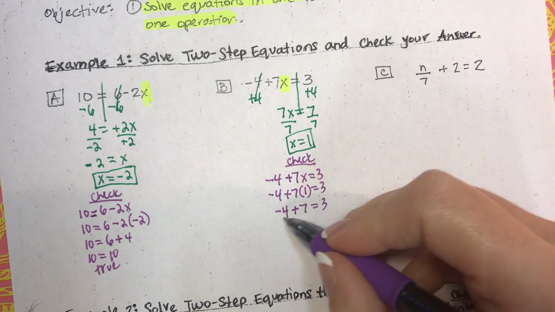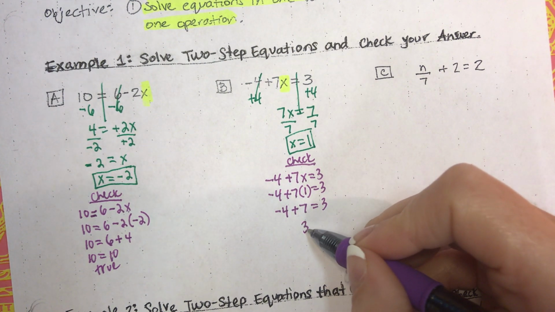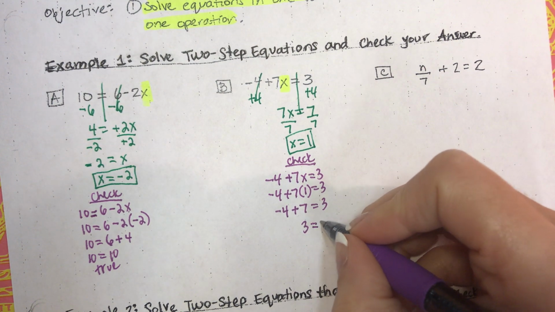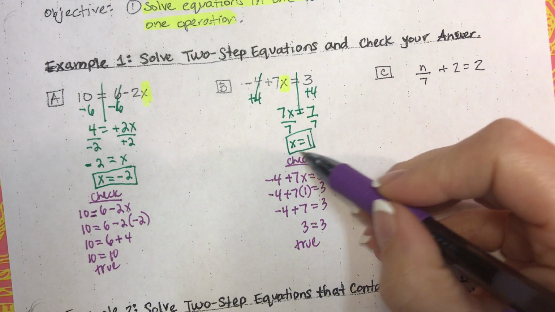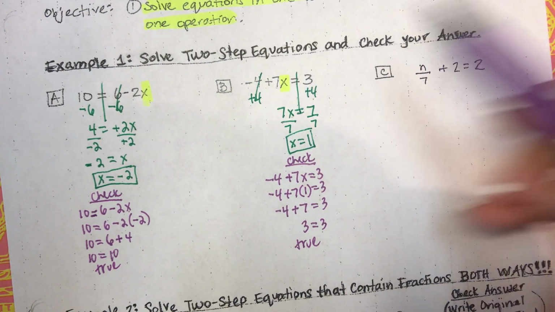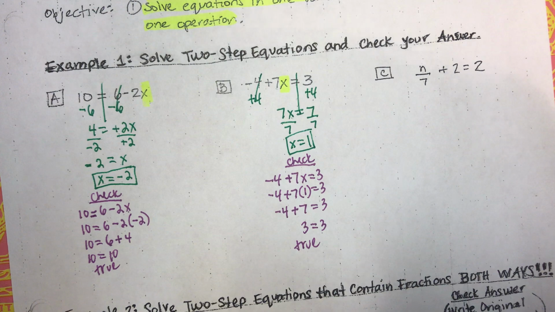And then you look at which number's bigger. 7's bigger, 7's positive. That means our answer is also going to be positive. So we have 3 equals 3. That's a true statement, which means our solution, x equals 1, is the solution to our original equation right over there.